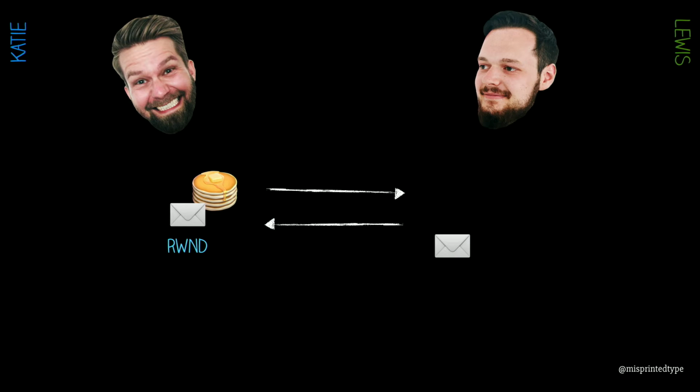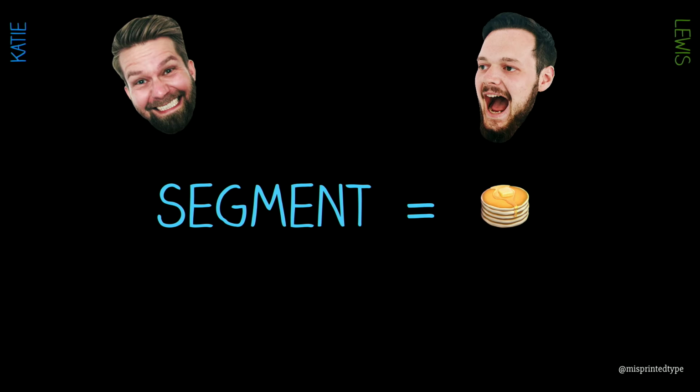But wait, what about the sender and the network? We don't want to overwhelm them too, right? Okay. This is why we have the congestion window size, CWND in short. They are not just sent, but just known by the sender. This value defines how many segments can be sent out per package. And you can think of a segment like a batch of pancakes, right?